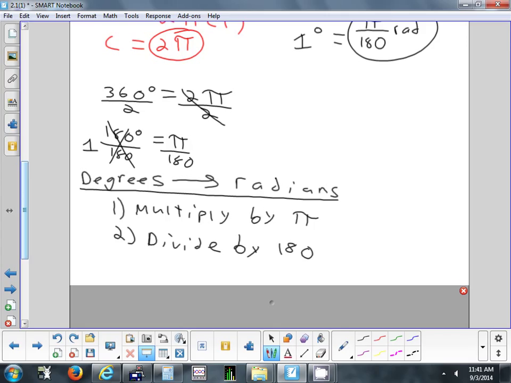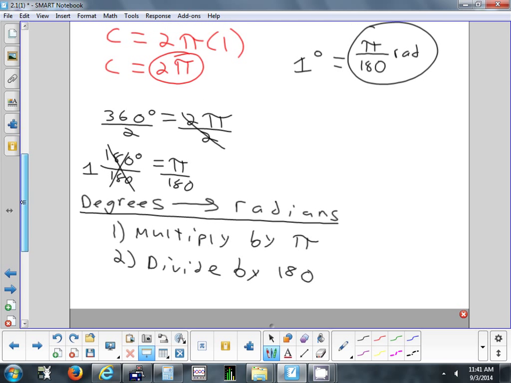Okay, so that's how you change a degree to a radian. Okay, let's go back to the original equation we had. 180 degrees equals pi radians.